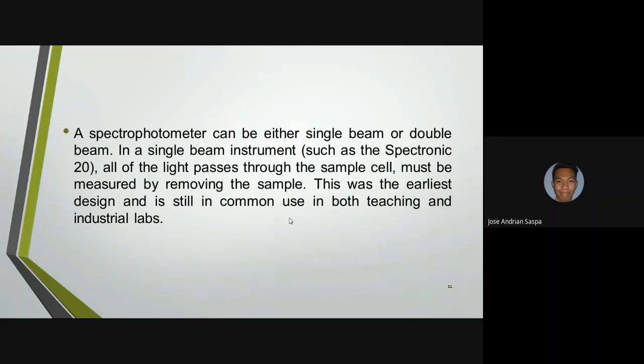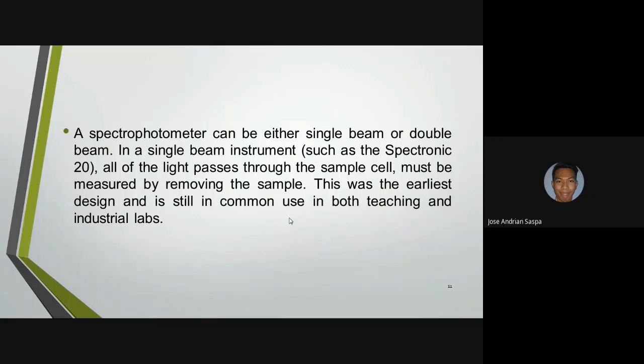So we also have the double beam instrument. In a double beam instrument, the light is split into two beams before it reaches the sample. One beam is used as the reference. The other beam passes through the sample, and the intensity displayed is the ratio of the two beams' intensities.